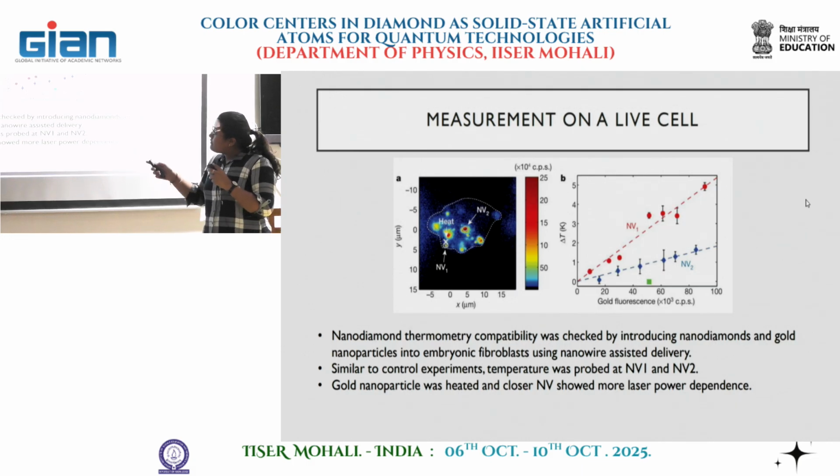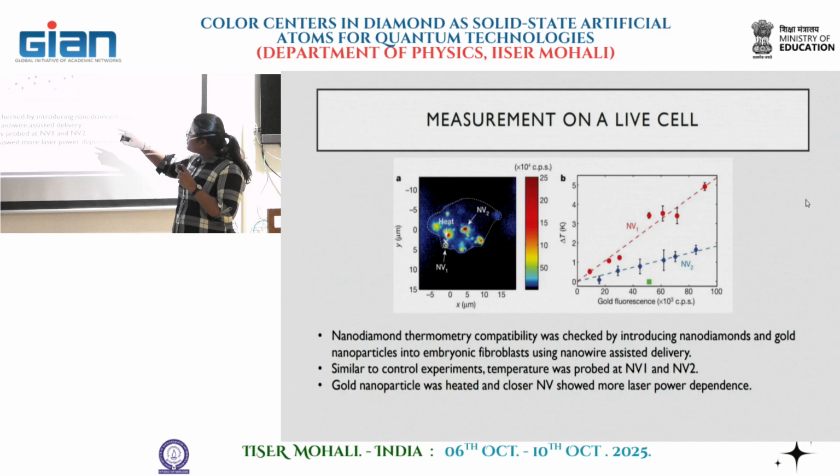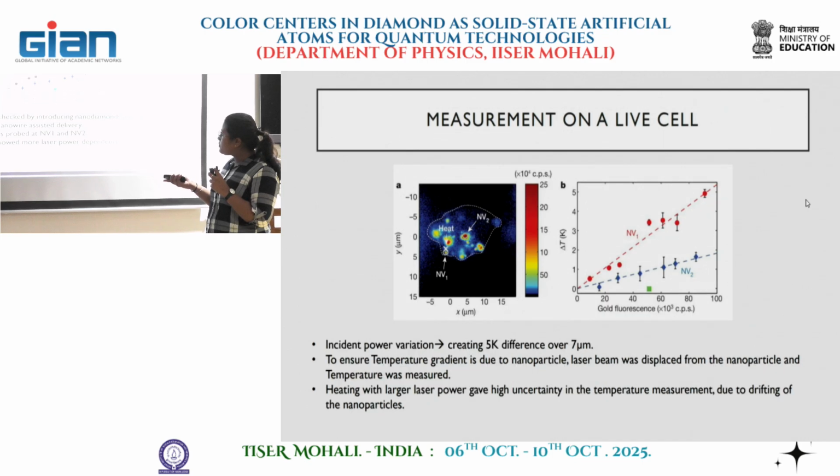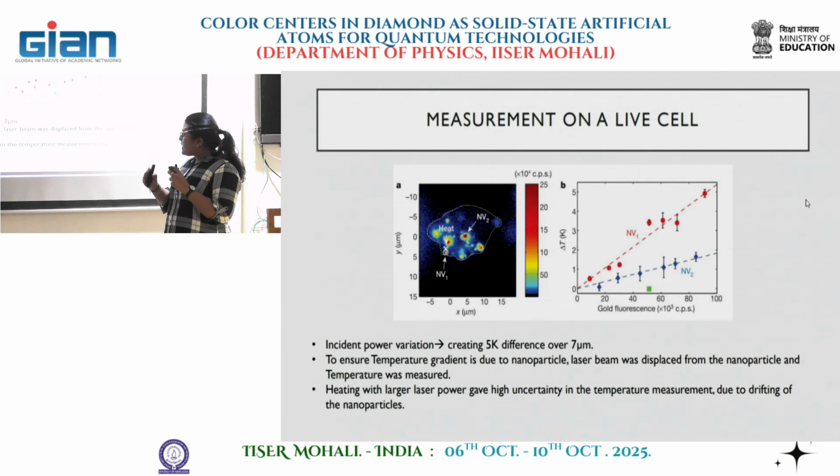It was observed that the NV center that was closer to our heat source showed a greater temperature dependence, of course, because it was closer and it could measure with more accuracy as compared to the NV center that was further away. Now, incident power was varied over a few Kelvin temperatures, and a change of 5 Kelvin was observed over a 7 micrometer distance inside the cell.